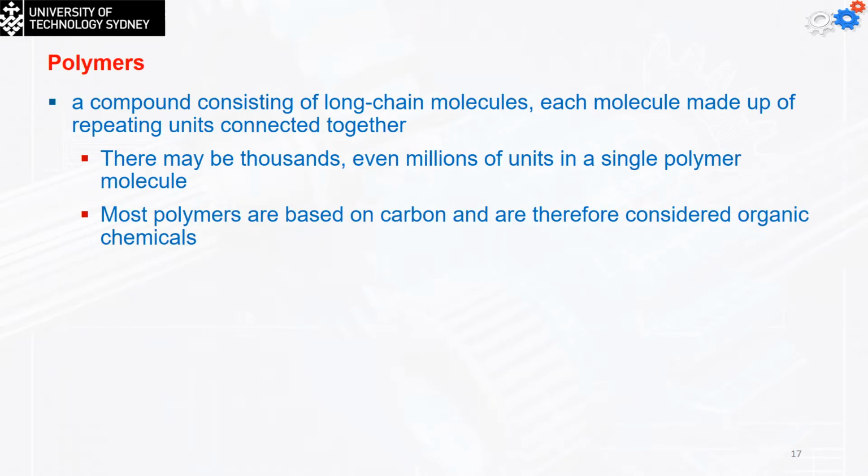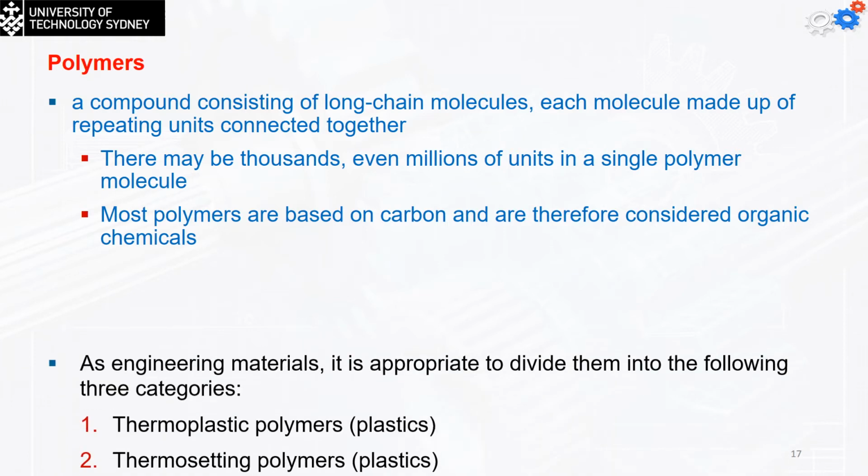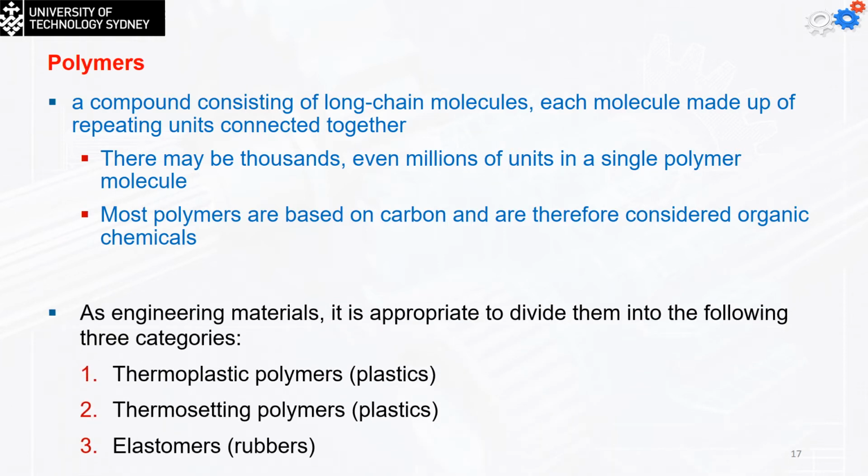A polymer is a compound consisting of long chains of molecules, each molecule made up of repeating units connected together. There may be thousands and even millions of units in a single polymer molecule. Most polymers are based on carbon, and therefore are considered organic chemicals. As an engineering material, they are appropriately divided into the following three categories.